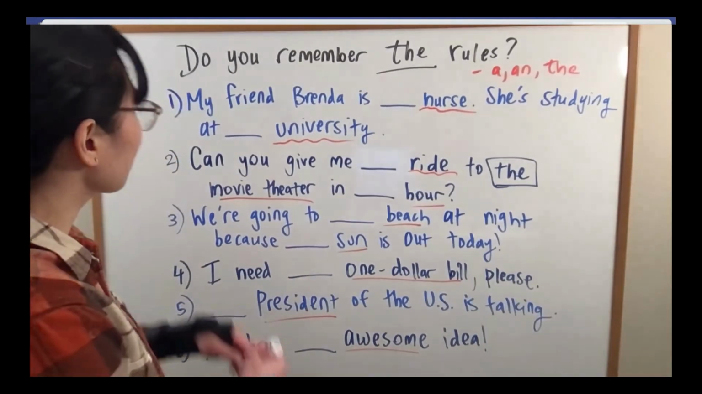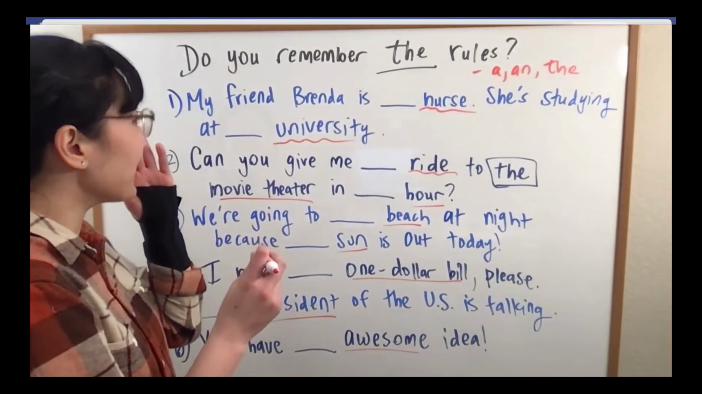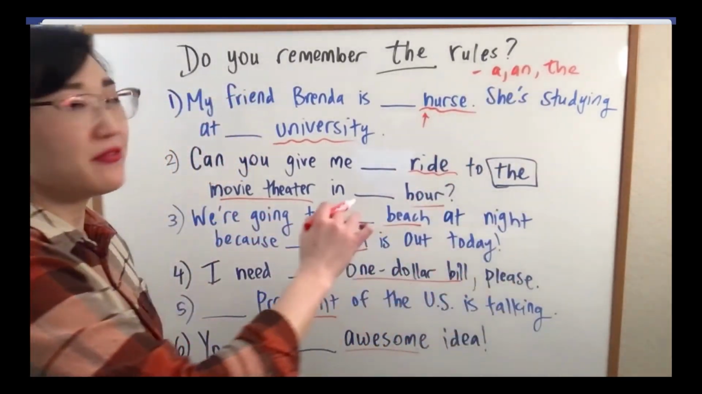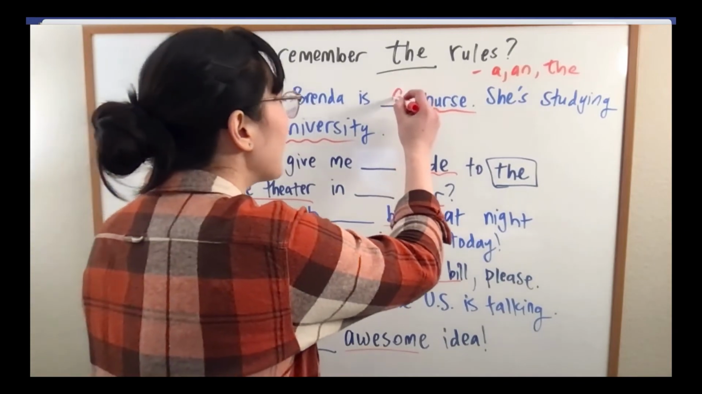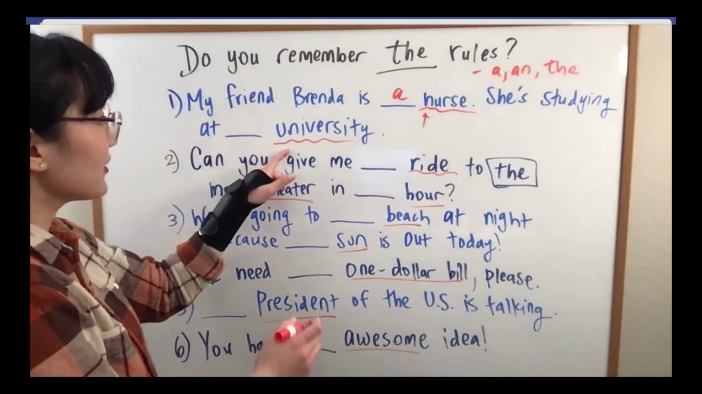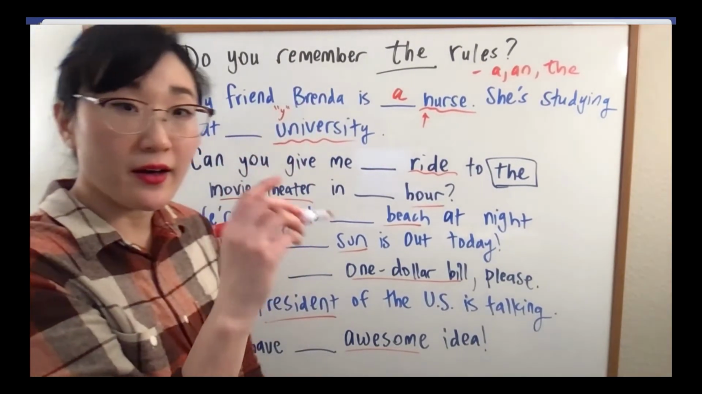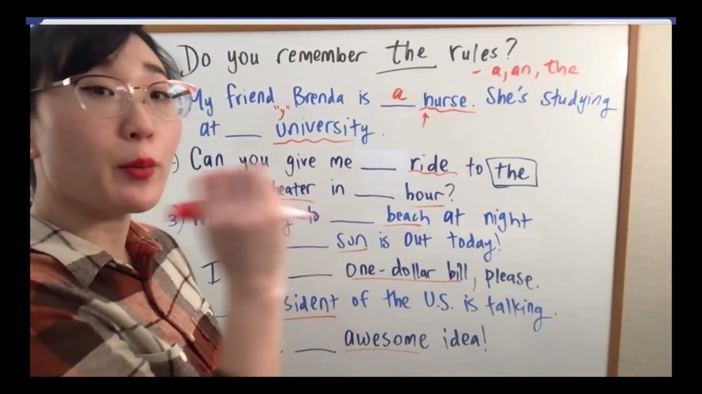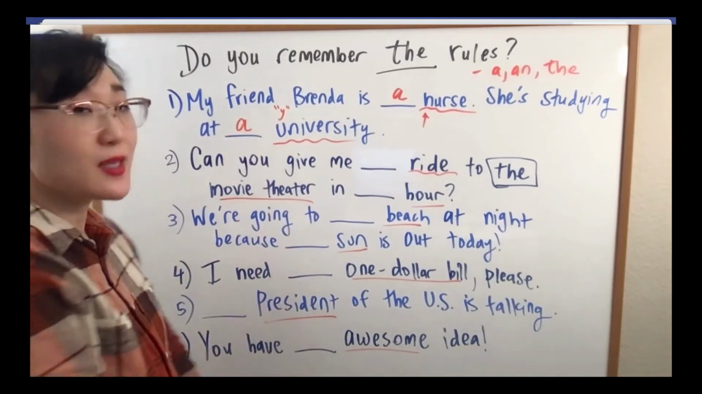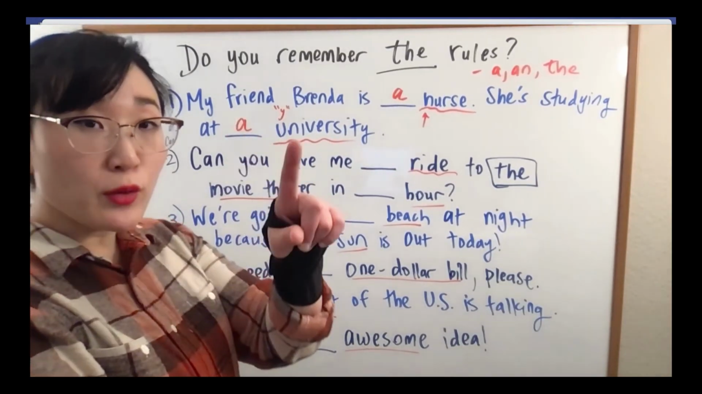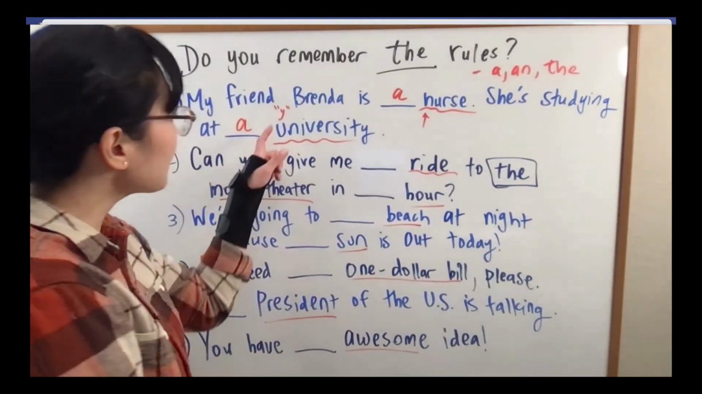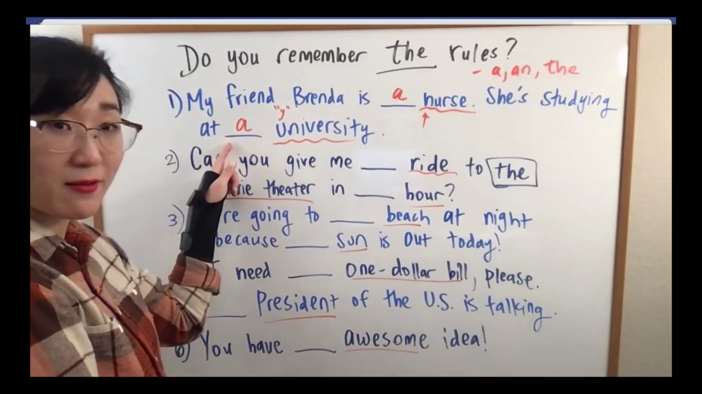Okay, let's check these together. So my friend Brenda is, okay, this is a consonant sound. So a, an, or the. My friend Brenda is a nurse. She is studying at a university. That is a consonant sound. Uniform, unicorn, university, European. All of these have a consonant sound, so we're going to use a.